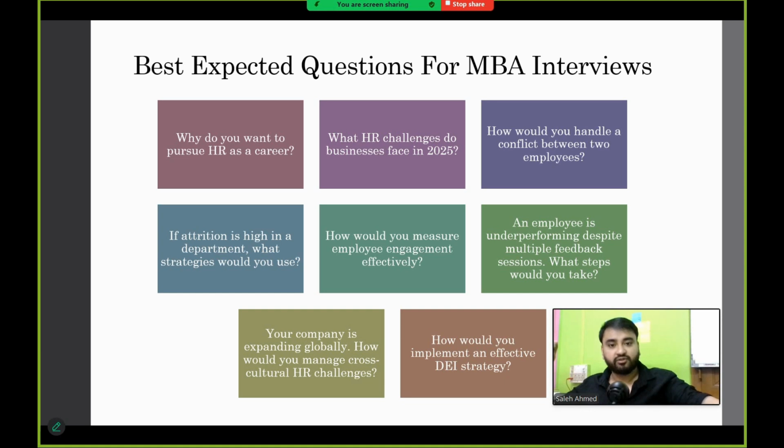Okay, so this is the most important slide in the context of MBA interviews, and if you are someone who is preparing for your GDPI, you can't really afford to miss this particular slide. So the first question which you might be asked in your MBA interviews once you express your interest in the HR domain is, why do you want to pursue HR as a career, right? In this question, I recommend you give a real life example. You might have done a lot of people management in your school, or maybe in your college, or maybe in your office, right?